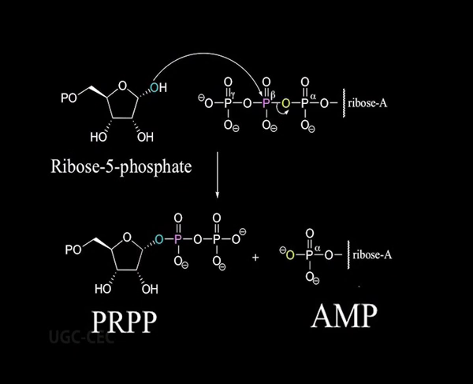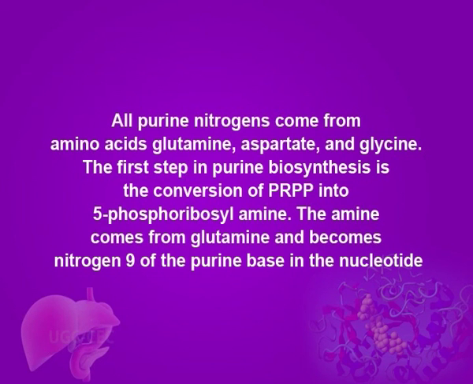PRPP is the source of the sugar for purine nucleotides. It is synthesized from ribose 5-phosphate. All purine nitrogens come from amino acids: glutamine, aspartate, and glycine. The first step in purine biosynthesis is the conversion of PRPP into 5-phosphoribosyl amine. The amine comes from glutamine and becomes nitrogen 9 of the purine base in the nucleotide.